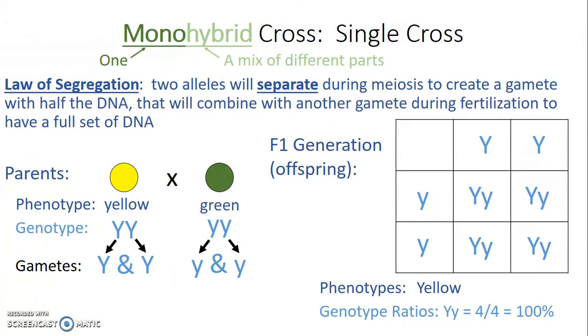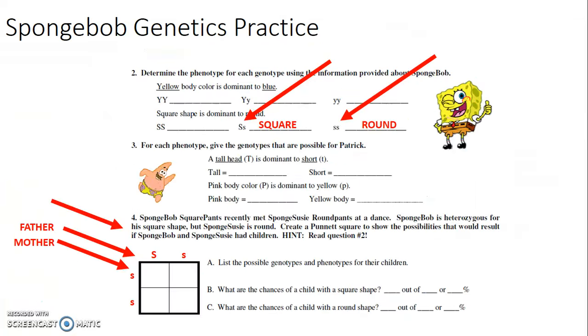So here is our practice. Or here is our chart. This is the chart that you're going to record in your notebook, but I'm going to go ahead and go to the next one and explain what your practice page with SpongeBob is, and then you can come back and record the chart. So here is our SpongeBob genetics. Here we got Patrick, and here's SpongeBob. And I'm looking at question number 2.